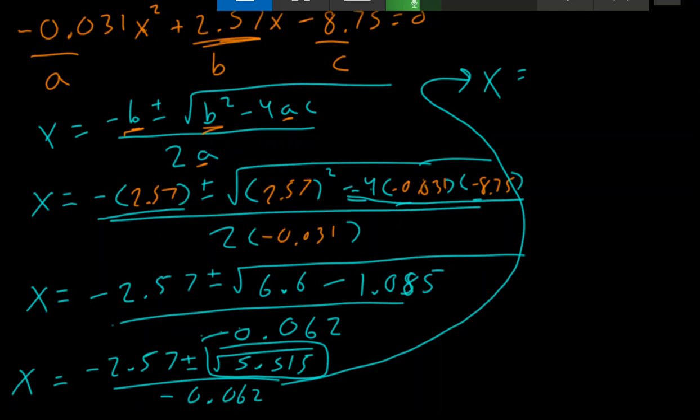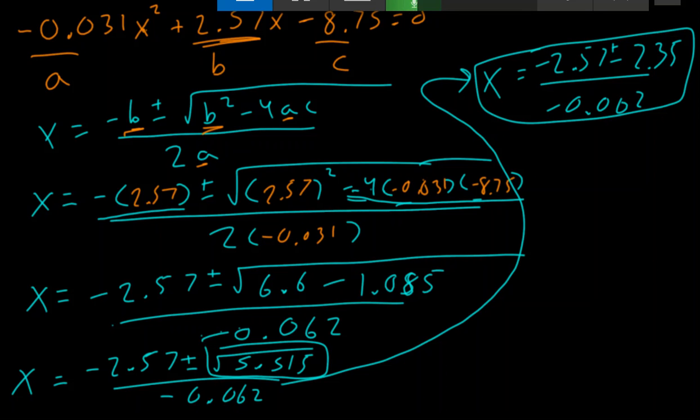So let me go ahead and write this out. X equals negative 2.57 plus or minus 2.35 all over negative 0.062. Now I'm going to stop right here, and I'm going to kind of clean things up just a little bit. So I would encourage you to pause the video, finish taking your notes up to this point, and then reconvene with me as well.